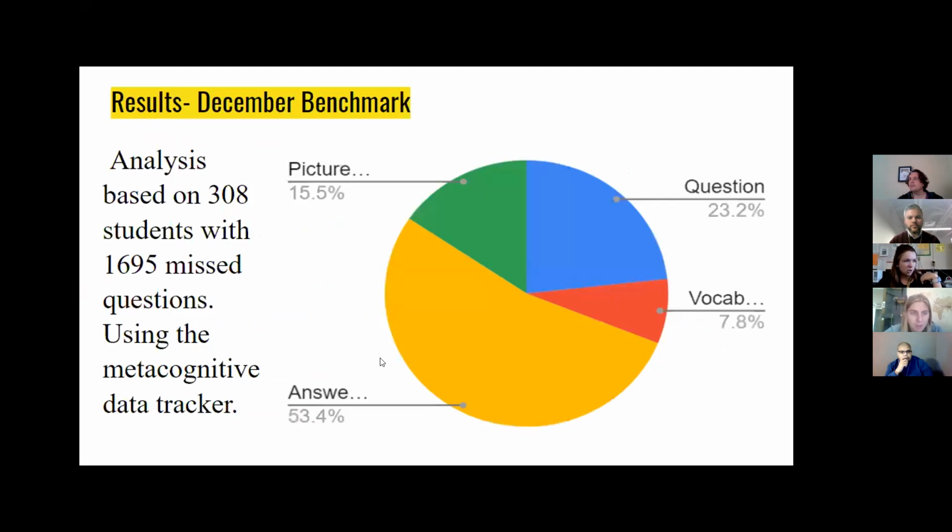Here are my results from the metacognitive data tracker. I had 308 students complete it. That's 1,695 missed questions total. Overwhelmingly, over 50% said it was the answer choices that they struggled with, which, after listening to all of y'all's presentations, seems a little different, since a lot of them were focusing on the question instead. But I use this data.